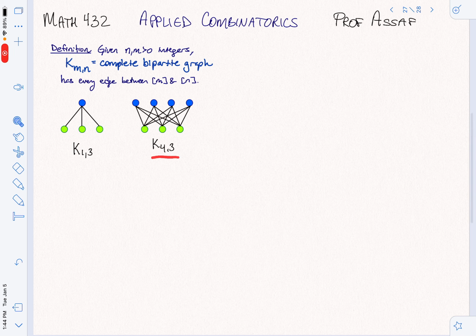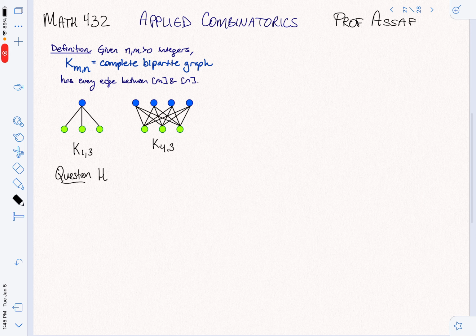Obviously, it'll have fewer than the complete graph on 7 vertices here because we're not allowing any edges between the blue vertices or between the green vertices, only across. And again, these come up in situations where we're considering assigning maybe networks of printers to computers or applicants to jobs and so forth. So one thing we can ask ourselves, a simple question, is how many edges are there?